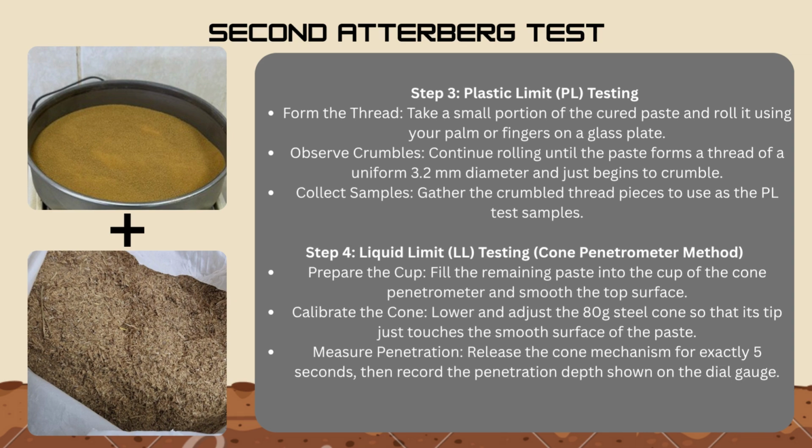Step 4. Liquid limit testing. Cone penetrometer method. Prepare the cup, fill the remaining paste into the cup of the cone penetrometer and smooth the top surface. Calibrate the cone, lower and adjust the 80-gram steel cone so that its tip just touches the smooth surface of the paste. Drop penetration. Release the cone mechanism for exactly 5 seconds, then record the penetration depth shown on the dial.